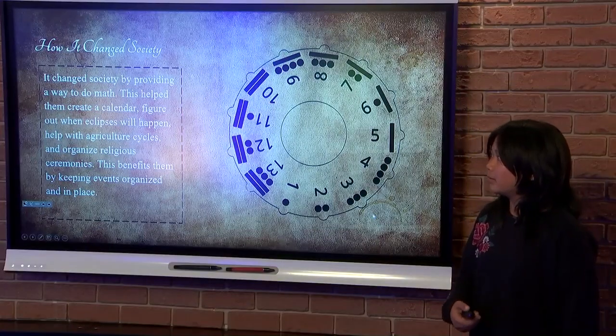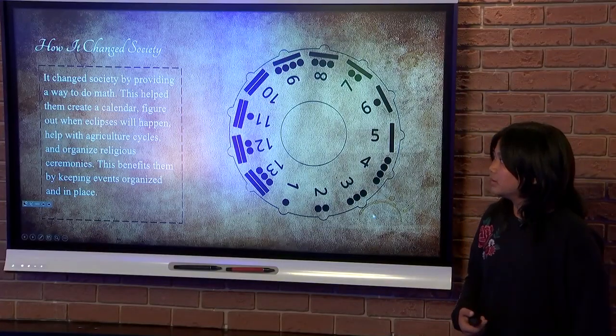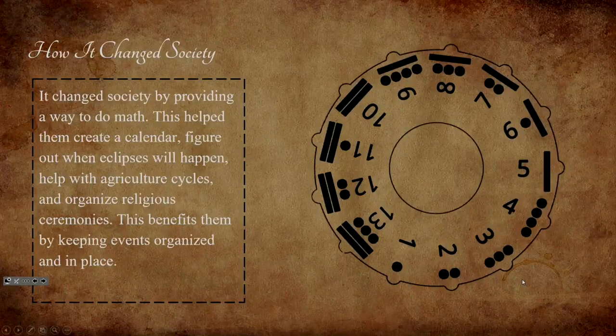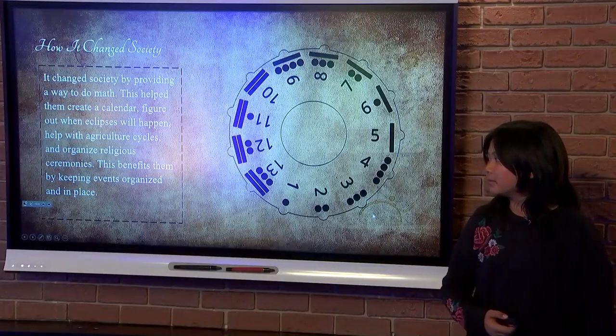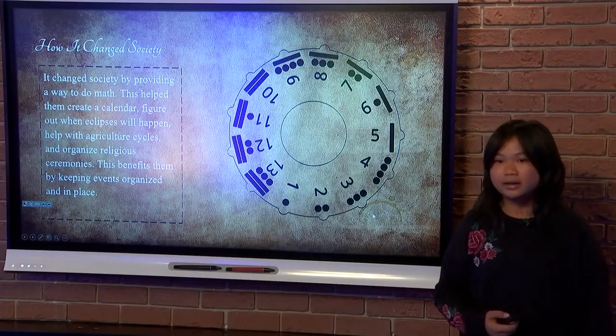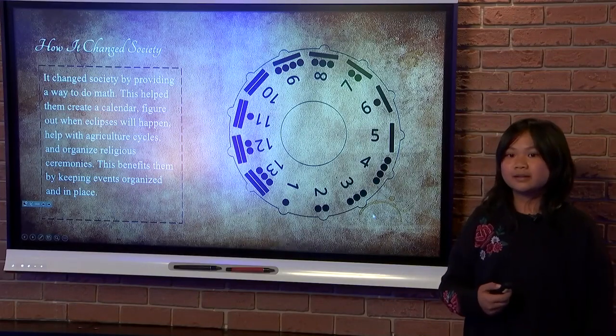It changed society by providing a way to do math. This helped them create a calendar, figure out when eclipses would happen, help with agriculture cycles, and organize religious ceremonies. This benefits them by keeping events organized and in place.